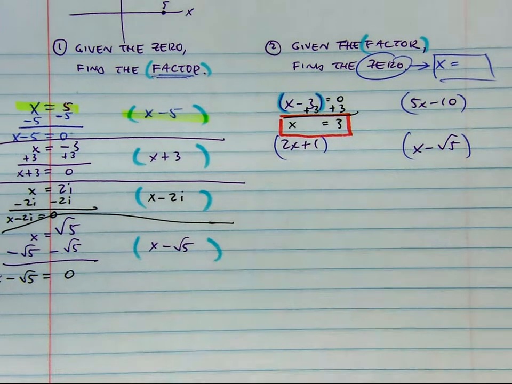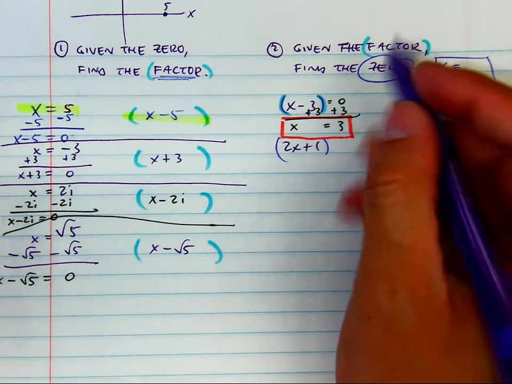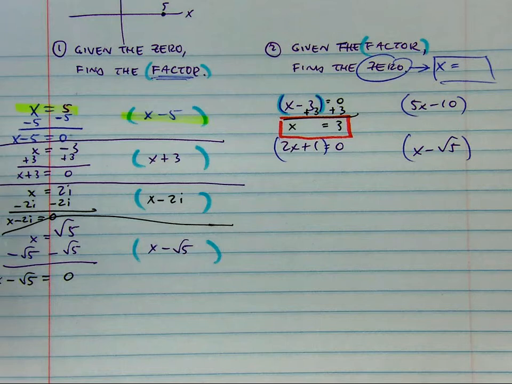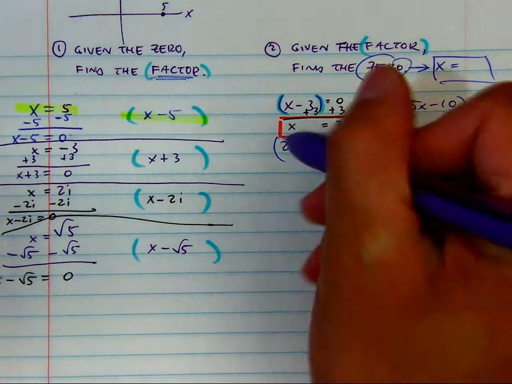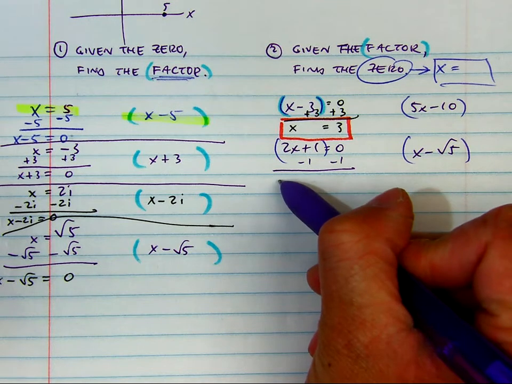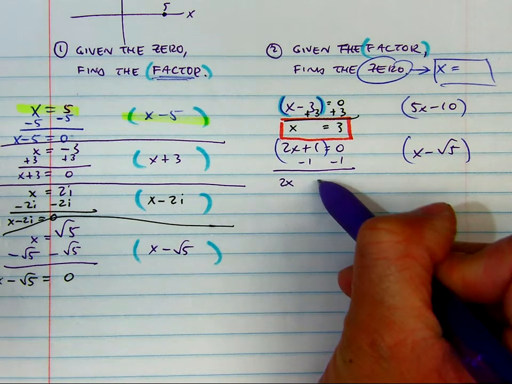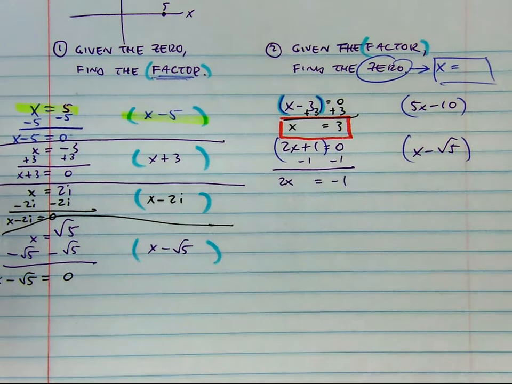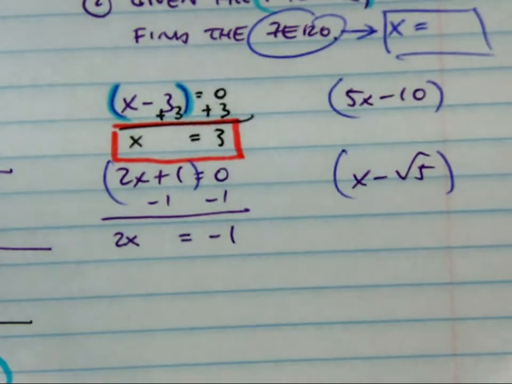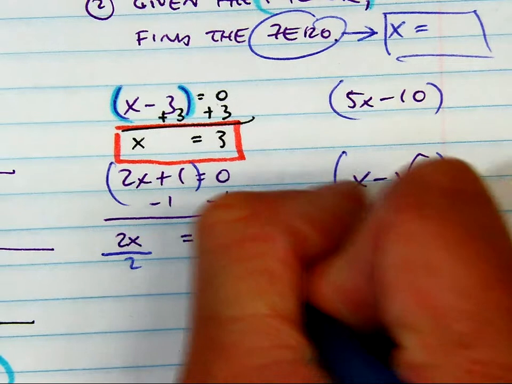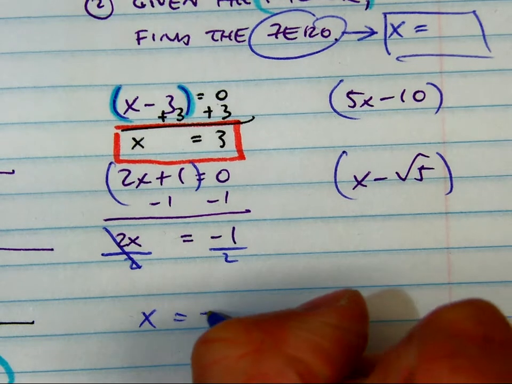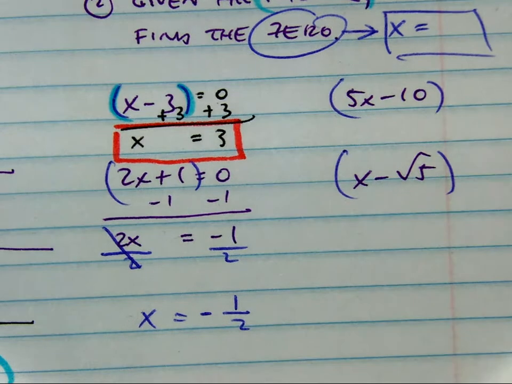Okay, what do you do with this one? Set it equal to 0. Now what? Subtract 1 first. This is PEMDAS backwards, so what are you left with? How do I solve? We're going to divide by 2. X is equal to? Negative 1 over 2, negative 1/2.